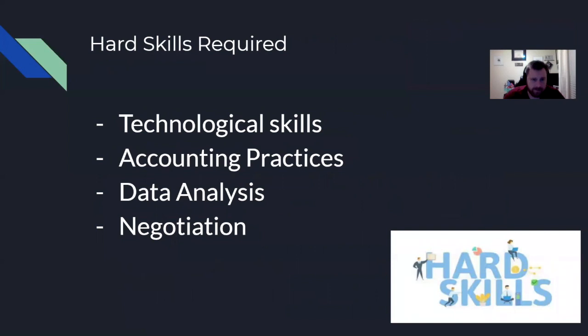So here we're going to talk about some of the hard skills required, technological skills, just to piggyback a little bit off of what we were just discussing. A good understanding of the inventory as well as the production process would help with making the decisions. This helps the team understand the cost as it relates to the break-even point.